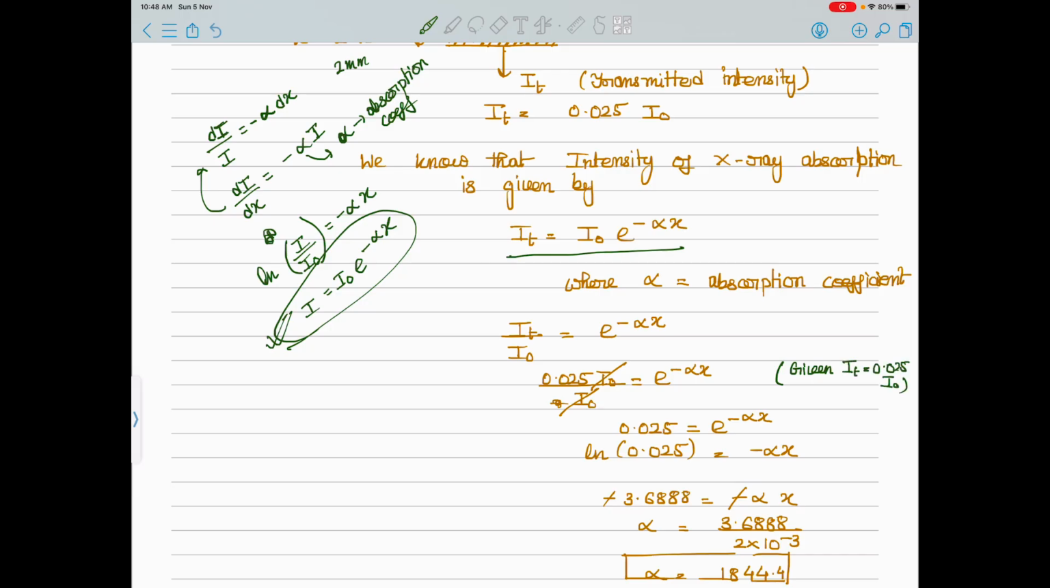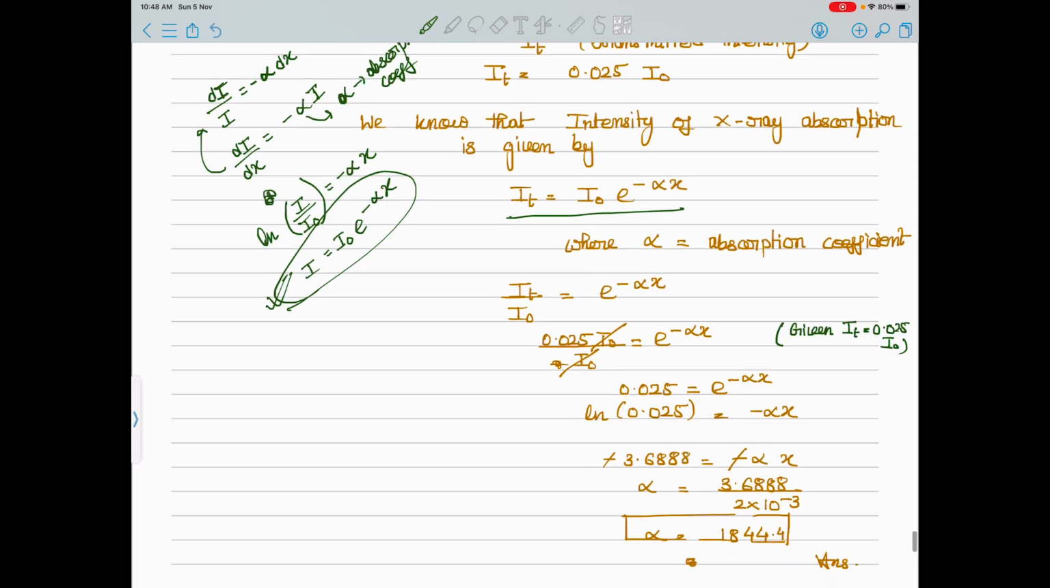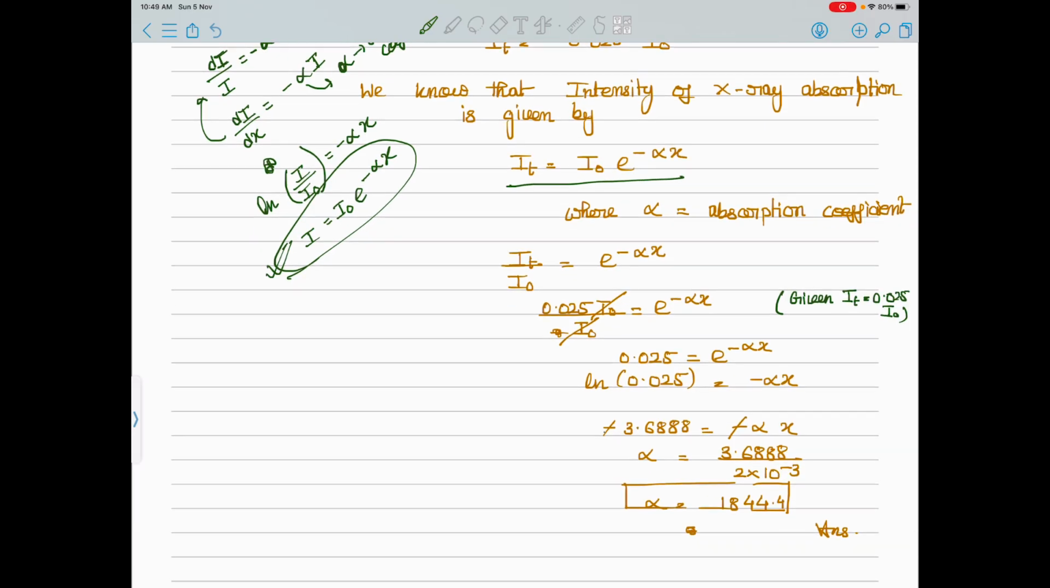So given that IT is nothing but 0.025 I0, I0 is there in the denominator and cancels. We get 0.025 is equal to e to the power minus alpha x. Take natural logarithm on both sides. Log of exponential is nothing but the power, which will come here. Log of 0.025 comes out to be minus 3.6888, which is equal to minus alpha x. Minus cancels. Alpha comes out to be 3.6888 divided by 2 into 10 to the power minus 3, because x is equal to 2 millimeters, and alpha comes out to be 1844.4.